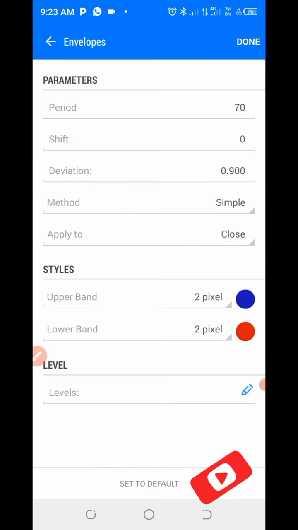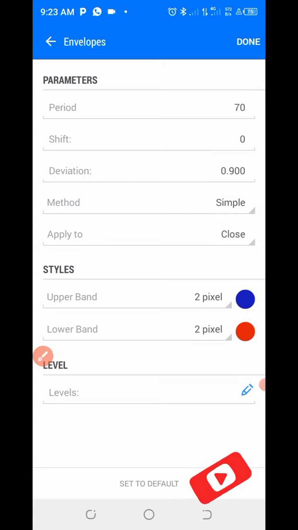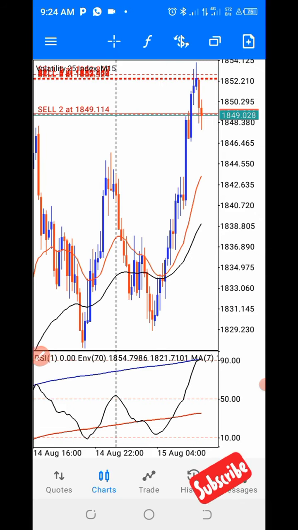0.90 or 0.900. Take note, for those of you that saw my last envelope strategy, the parameters are different. Don't think it's actually the same thing. The parameters are different based on what we want to use them for. At least for the first one, I think the period we used was 50 or 20, but the parameters are different, so take note of it. Once you are done, you click on done.